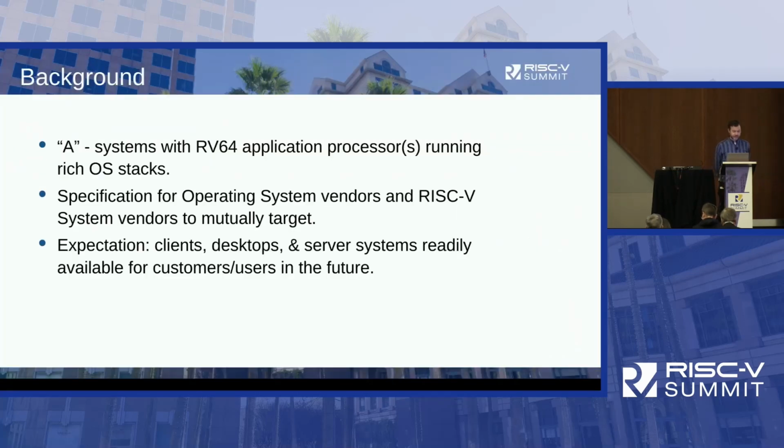First, a little bit of background. The A in OSA is for RV64 application processors. Kirsta talked about the RVA profiles. That is a significant component of this part of the RISC-V ecosystem. And in addition, this is largely about targeting running rich OS stacks on top of these systems. The specification itself is for both operating system vendors as well as RISC-V system vendors. So together they need to mutually target the specification, and we'll get into how that actually pans out.